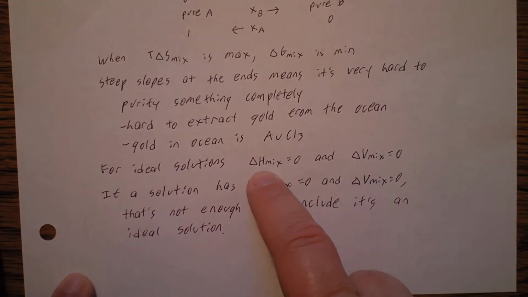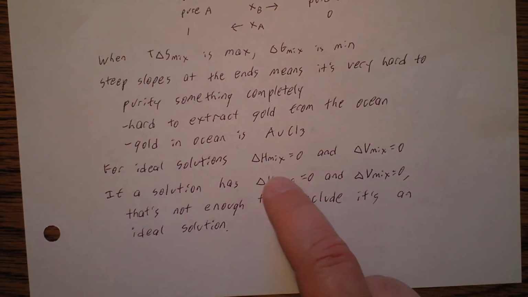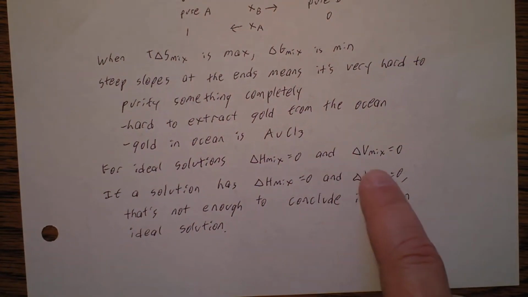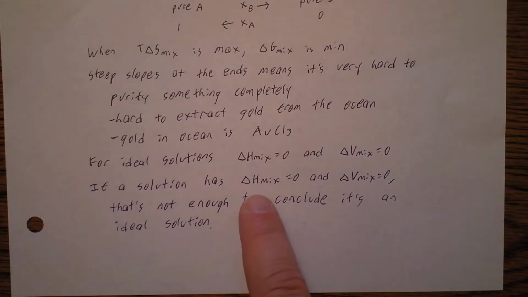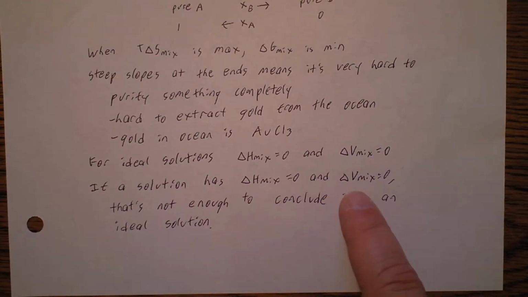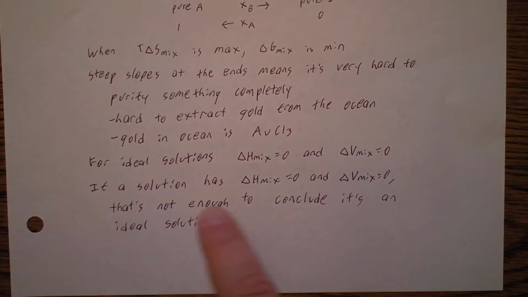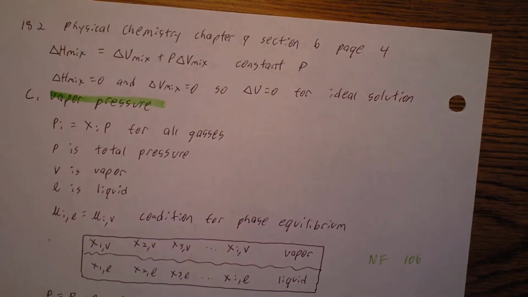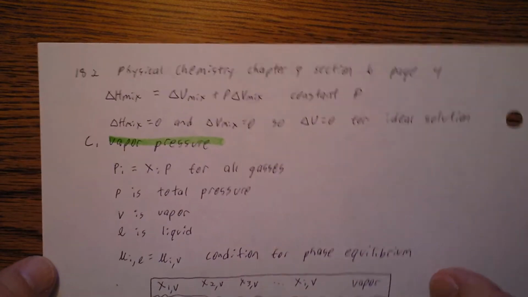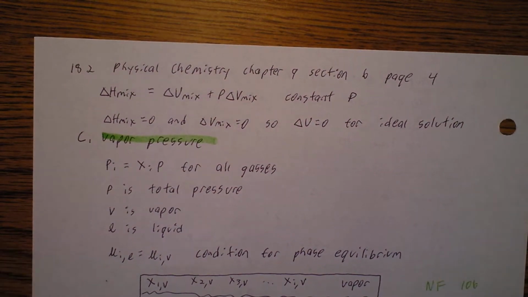For ideal solutions, the change in the enthalpy of mixing is equal to 0, and the change in volume from mixing is equal to 0. If a solution has a change in enthalpy of mixing of 0 and a change in volume of mixing of 0, that's not enough to conclude this is an ideal solution, though. You have to go back to our definition.